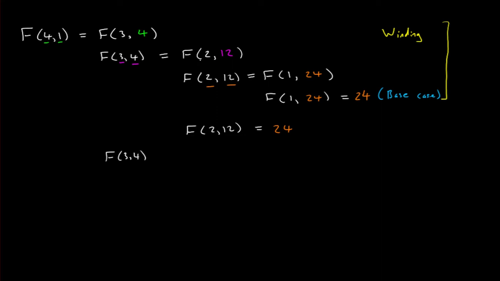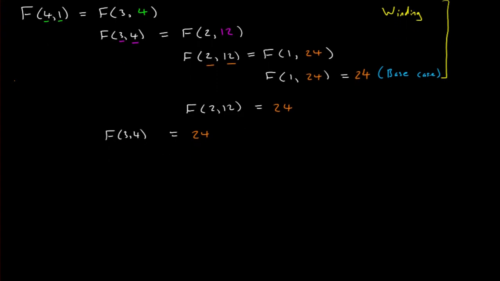Well, f of 3 and 4 is f of 2 and 12, but we've just worked out f of 2 and 12, so that's going to be equal to, well, surprise, surprise, 24. Notice as we unwind, there's no work to be done. And finally, we're going to say f of 4 and 1.